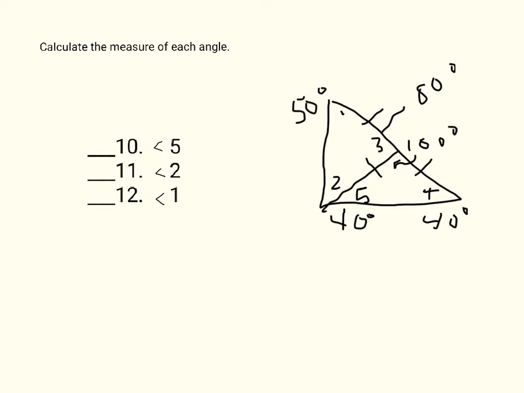So now we have all the angles. And we just go to the questions. Angle 5, we figured was 40 degrees. Angle 2 was 50 degrees. And angle 1 is also 50 degrees.